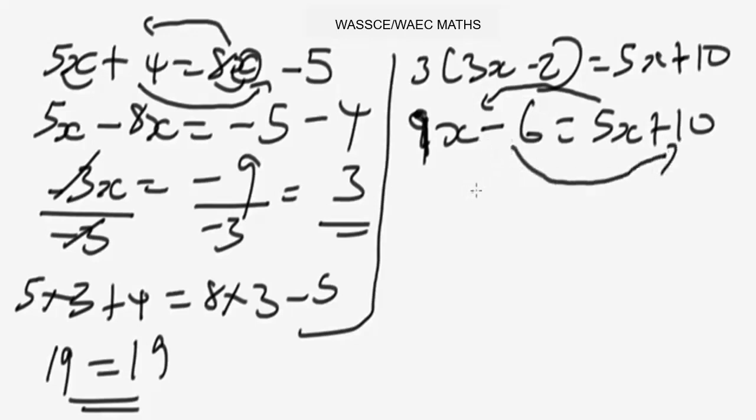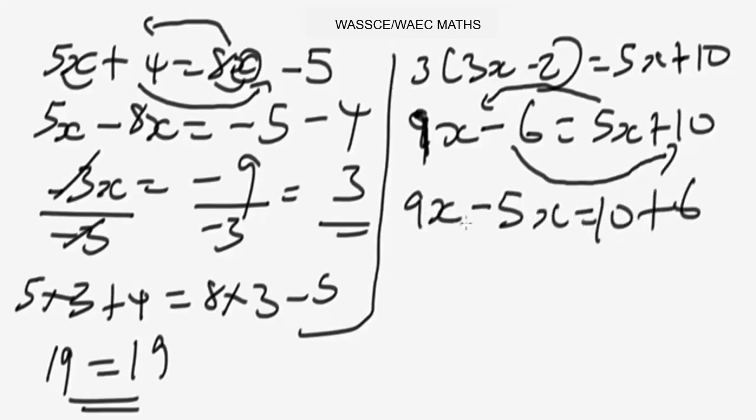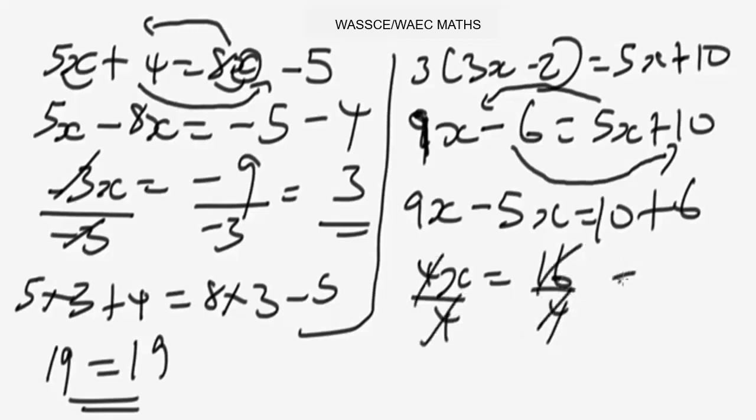So when you express it, you're going to have 9x - 5x equals 10 + 6. 9x - 5x will give us 4x equals, what? 16. Now to make x the subject of the formula, divide both sides by 4. So 16 divided by 4 gives us what? 4. So therefore x is 4.